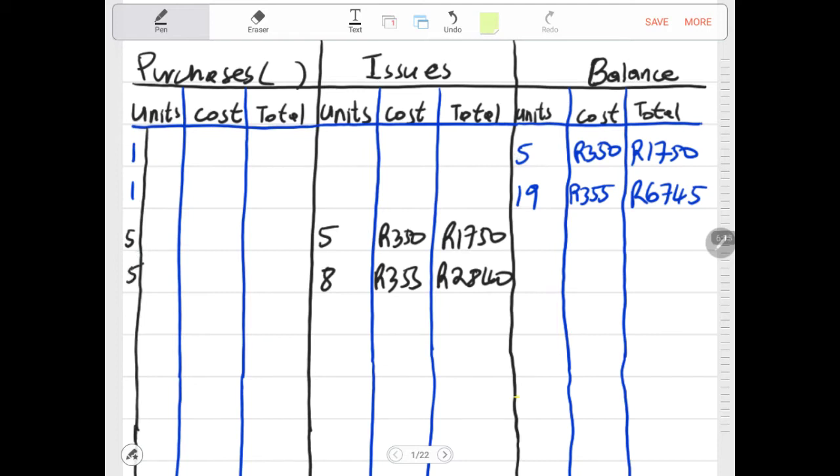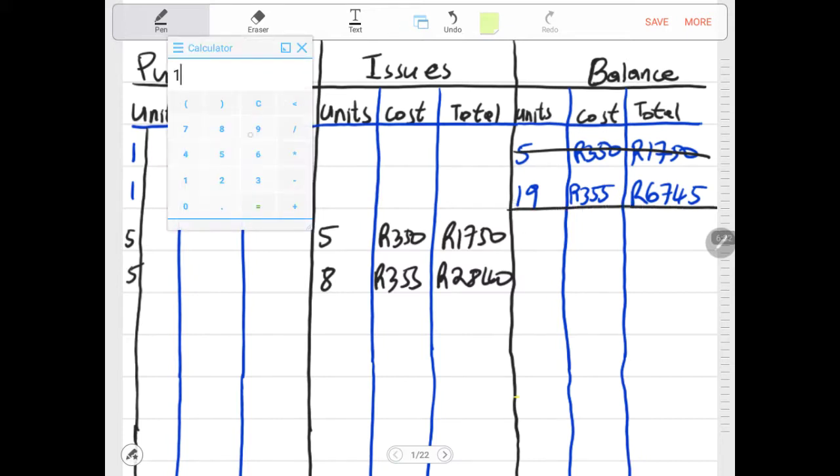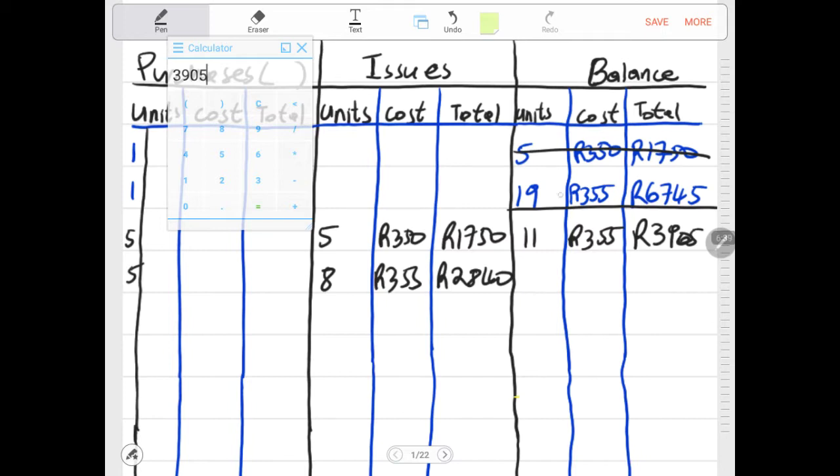Now that we have issued all these 5, that means the remainder of the balance of our inventory will be the 19 minus 8, and it will be 11 units that are left at a price of 355. And you say 11 by 355, meaning we get to 3,905. Meaning this is the inventory now available because we deducted 8 here and we issued all of the 5 for the first price of 350.